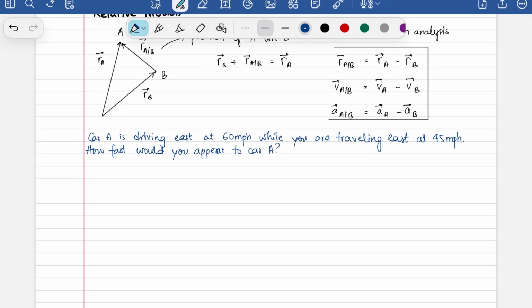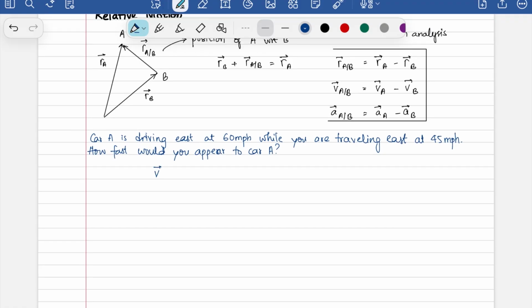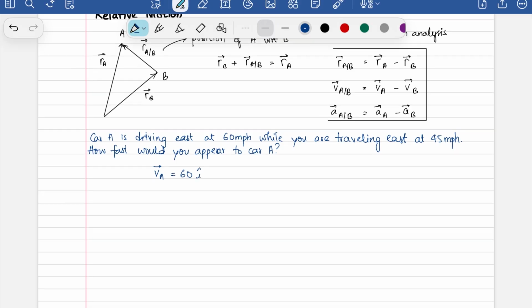This is, I think, pretty elementary. We can write down that the velocity of A is 60, to the east. You can represent that with i hat. And your velocity, I'm just going to call it V_U, is 45, also to the east.